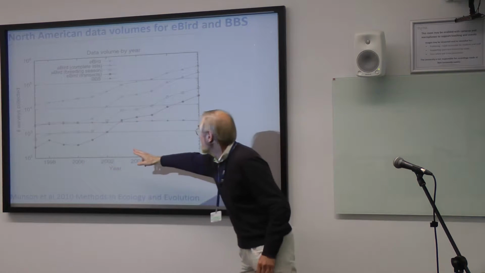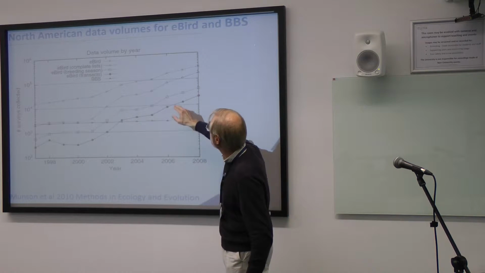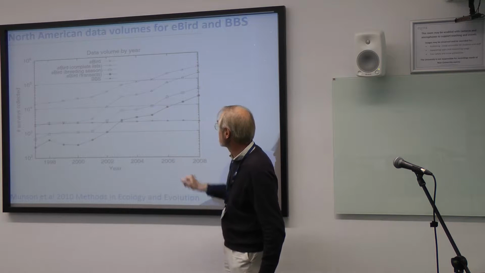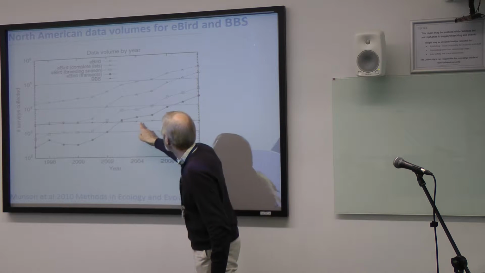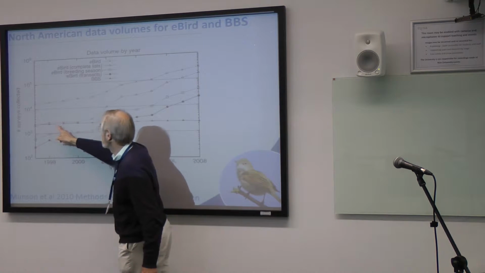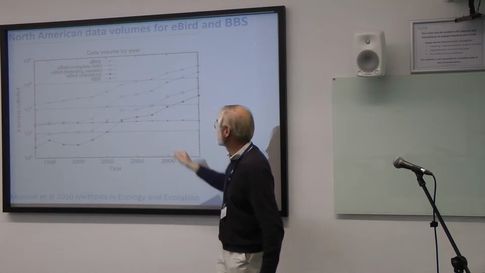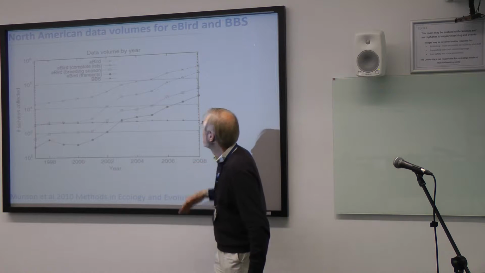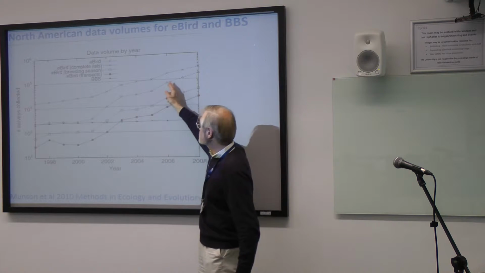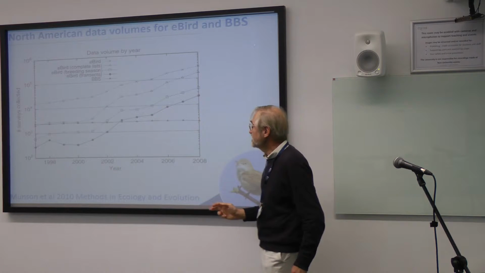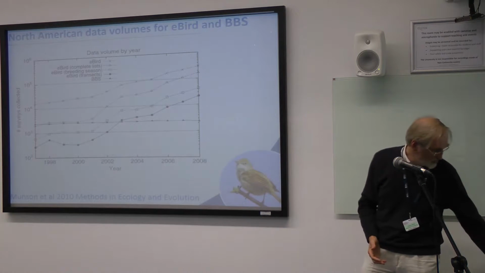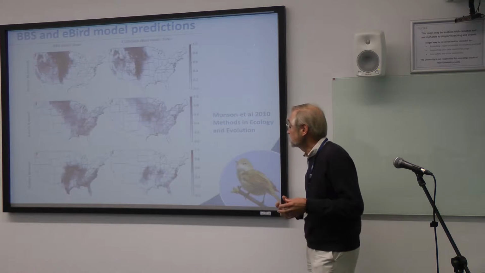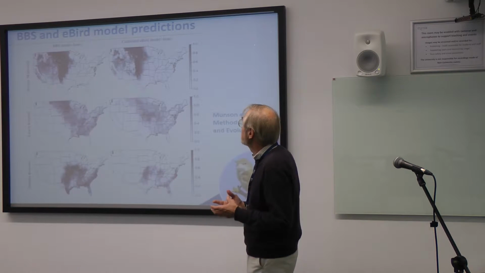So this shows the amount of eBird data increasing over time in various categories, lists and other types of records. And this line, which you can maybe see here, more or less horizontal, shows the effort going into the breeding bird survey. So whereas the breeding bird survey effort is pretty constant, they're getting more and more data all of the time from eBird. So given that they're getting this huge amount of data, how well can they do at producing spatial models? And the answer again is a bit variable.